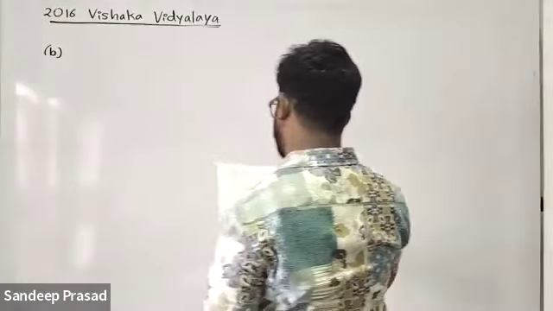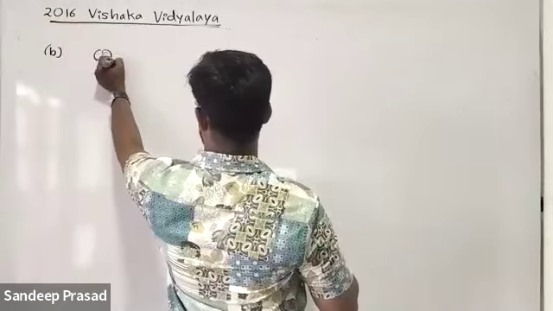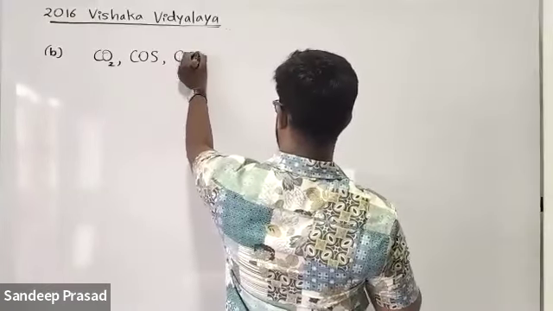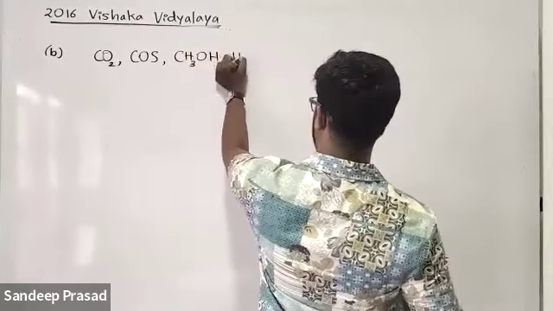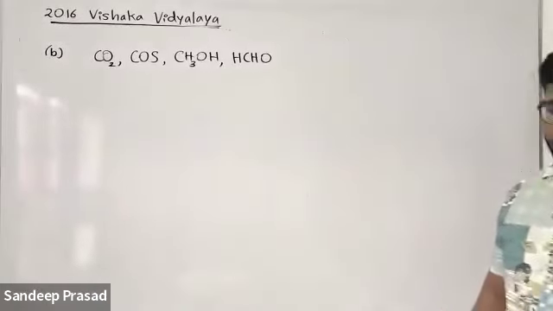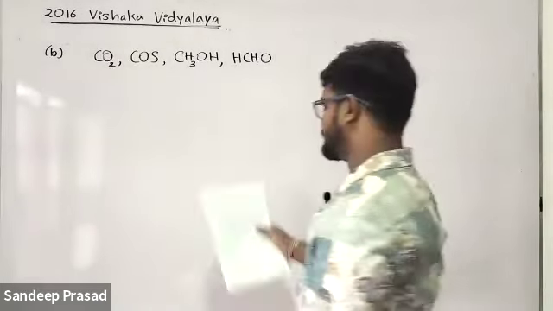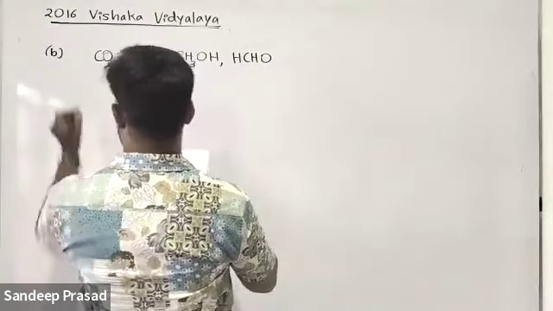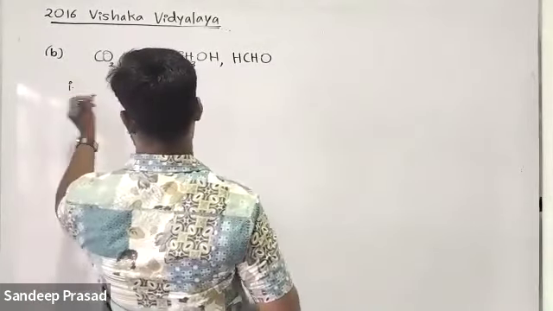Consider the following compounds list that they have given: carbon dioxide, carbonyl sulfide, methanol, and methanal. Right? So they have given 4 compounds. Select the polar compounds from the list. Oh, that's very easy, right?